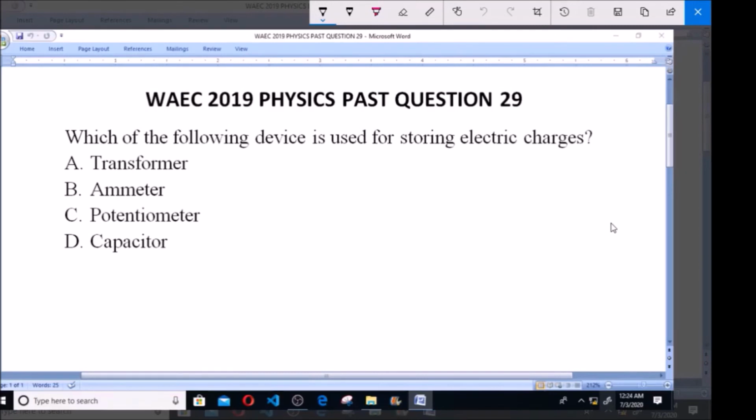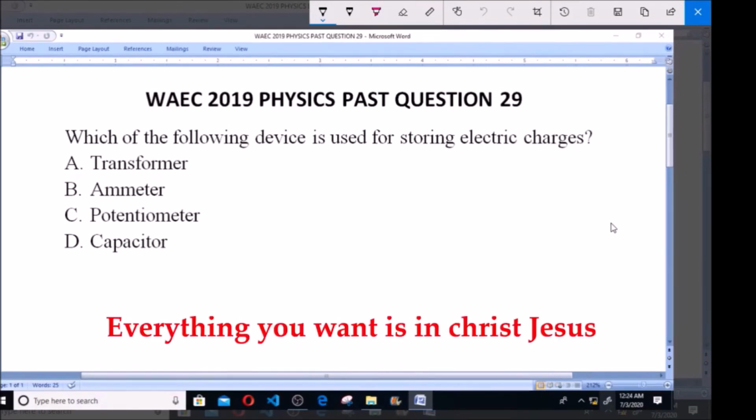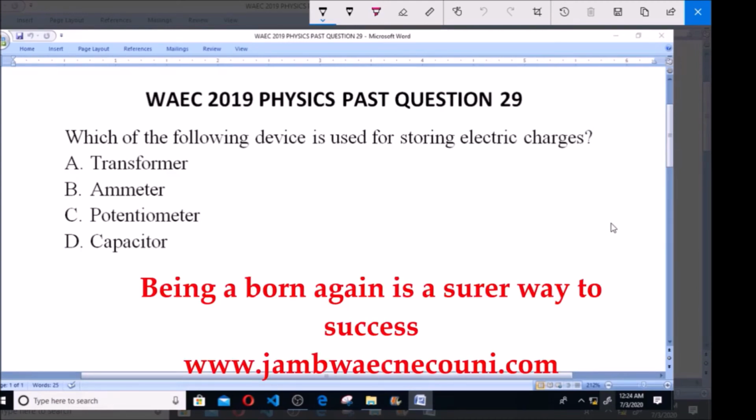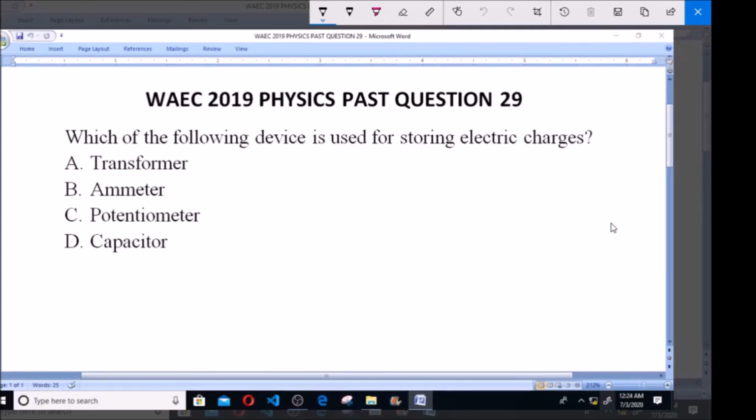Yes, let's continue with question number 29 of the WAEC 2019 Physics past question. Which of the following devices is used for storing electric charges? A, transformer. B, ammeter. C, potentiometer. D, capacitor. So we're going to state the functions of these various electrical devices so that we can pick out the one that is used in storing charges.